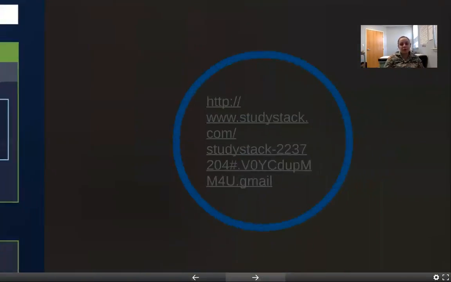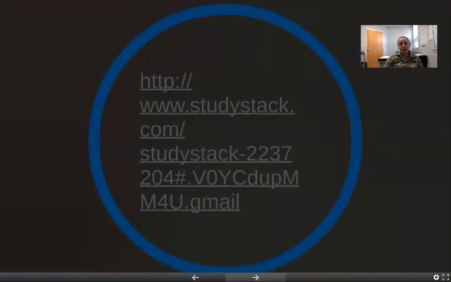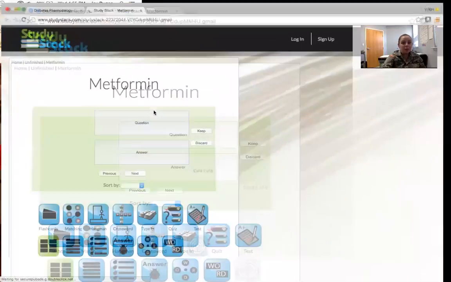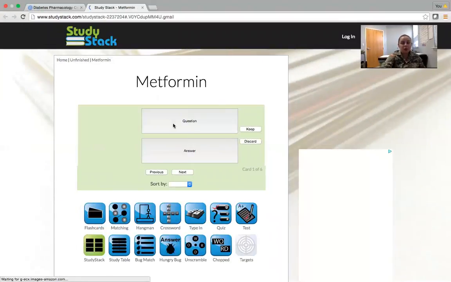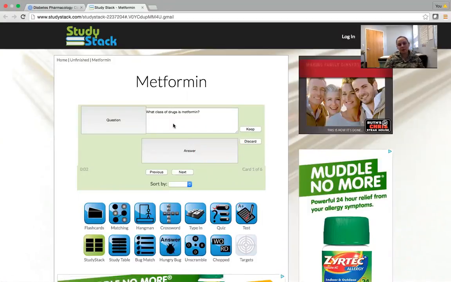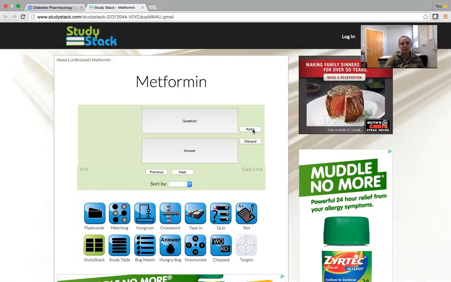So applying some of the principles that you learned in your lecture with Dr. Young and Dr. Wong, let's look at this study stack I designed for you. It's a study stack you can use to help quiz yourself. So for example, you'll press question, and it'll say, what class of drugs is metformin? You can click answer, and then it'll tell you it's a biguanide. So let's say we got that wrong. We'll click keep, so that way it'll go to the back of the pack.